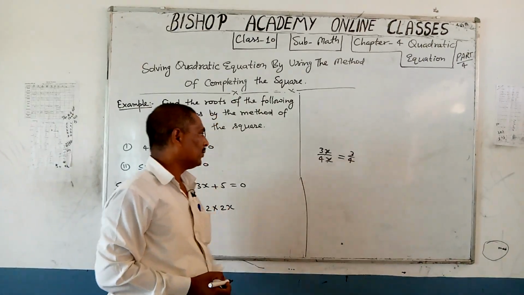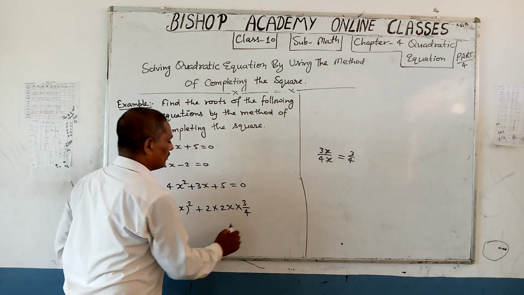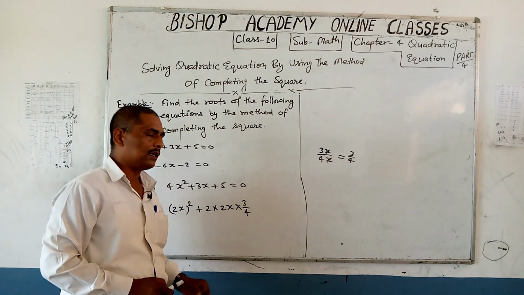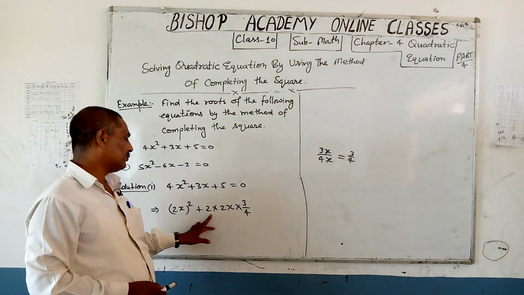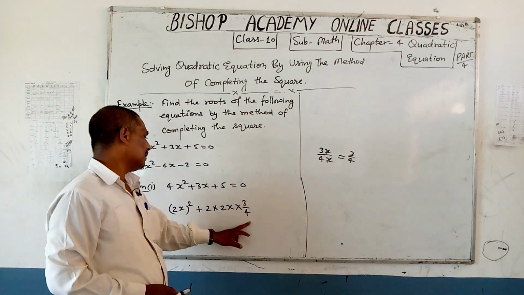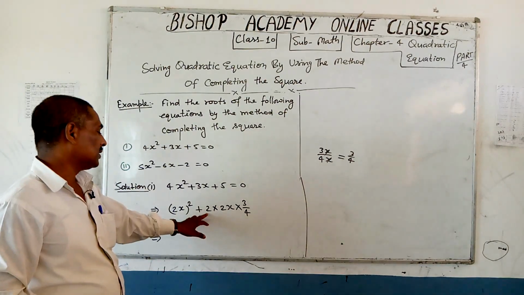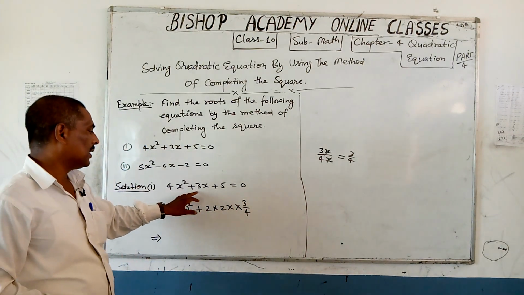This quotient 3 upon 4 is to be multiplied with 2x. Now you can check that the product of 2x and 3 upon 4 is just equal to plus 3x. Product of 2x and 3 upon 4 is equal to plus 3x.